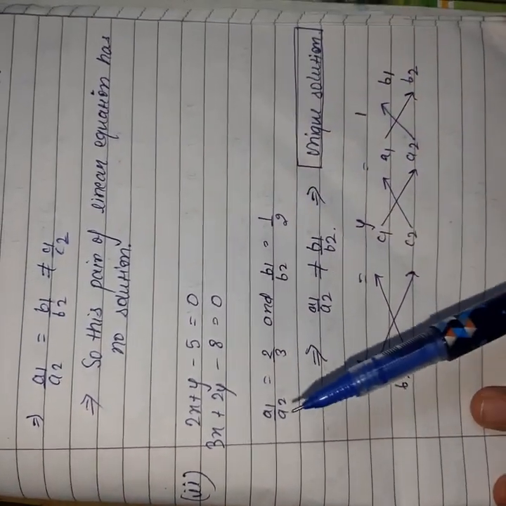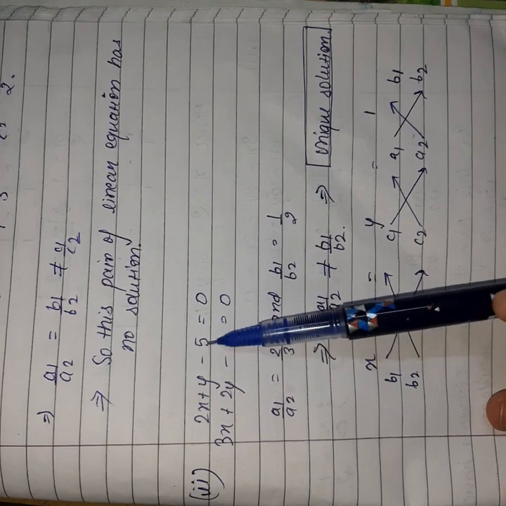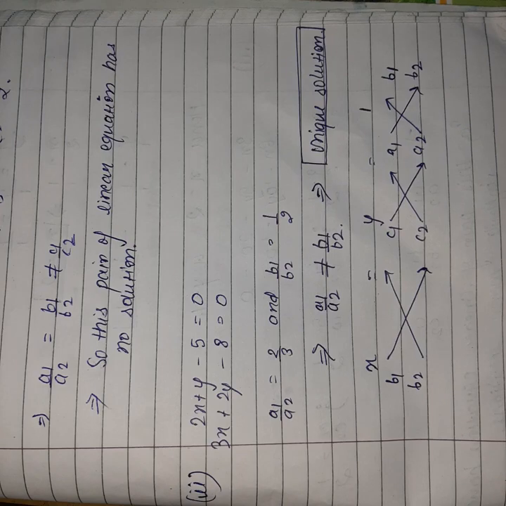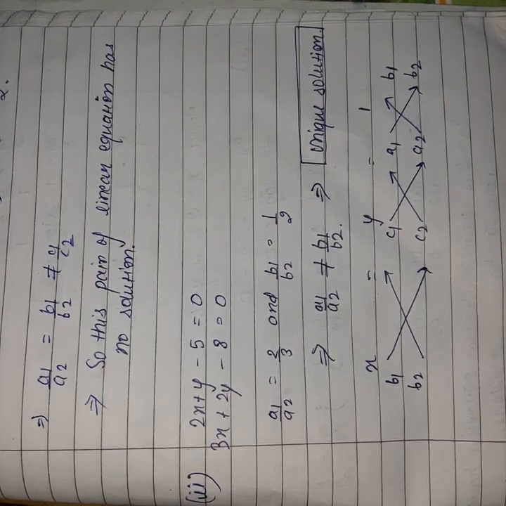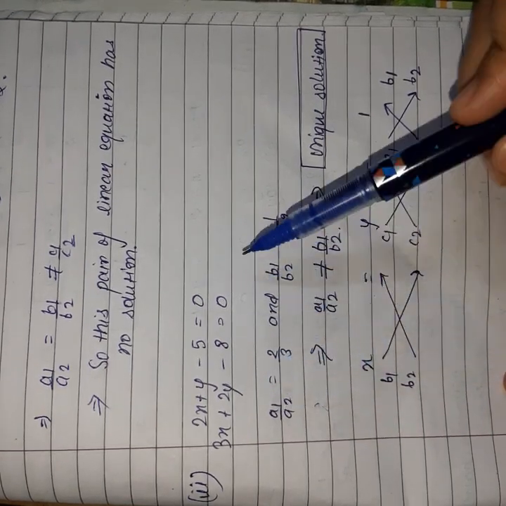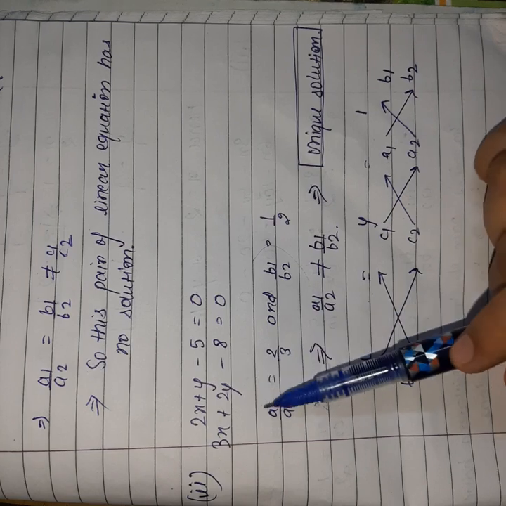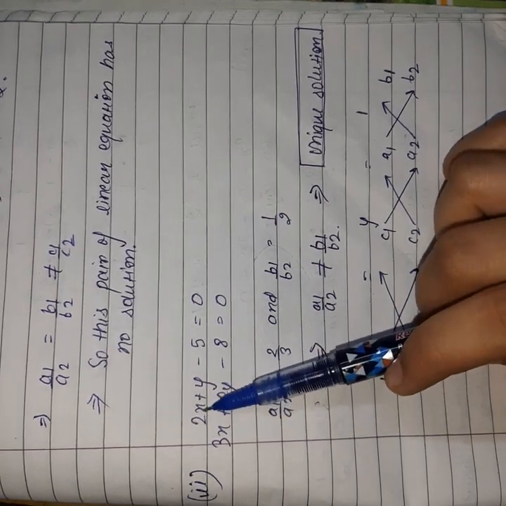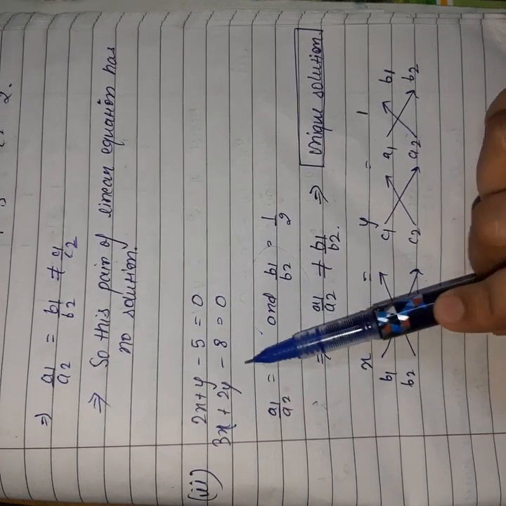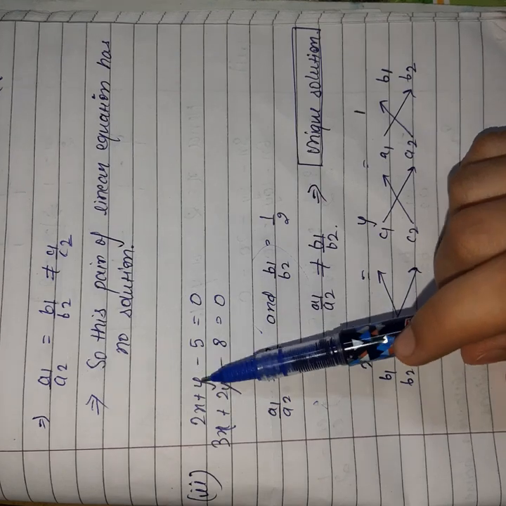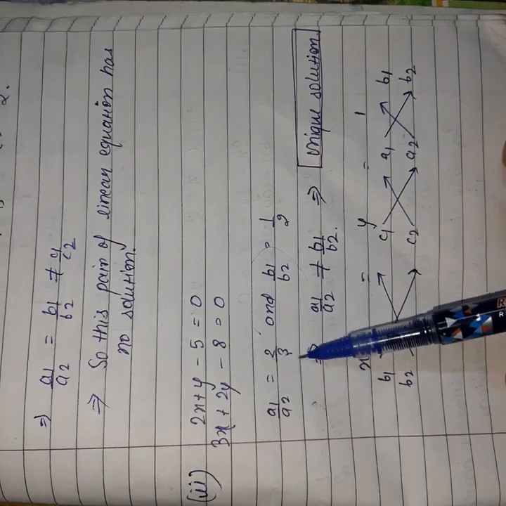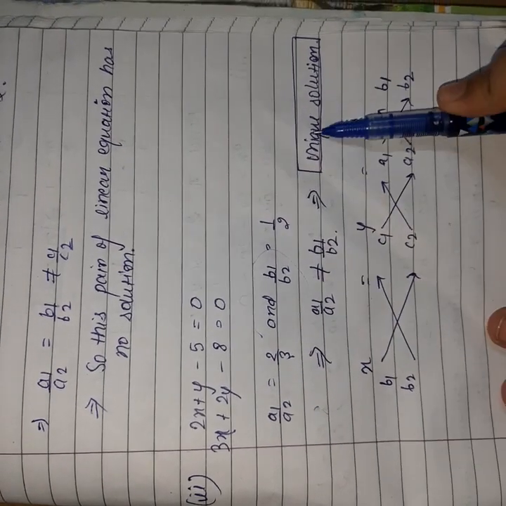Now moving on to the second part, which is 2x plus y minus 5 is equal to 0 and 3x plus 2y minus 8 is equal to 0. We will find out the conditions first, which is a1 upon a2, the proportion of x, and b1 upon b2, the proportion of y. The coefficient of x1 is 2 and the coefficient of x2 is 3, so a1 upon a2 is 2 by 3. For b1 upon b2, the coefficient of y1 is 1 and the coefficient of y2 is 2. So 2 by 3 is not equal to 1 by 2, so it has a unique solution.